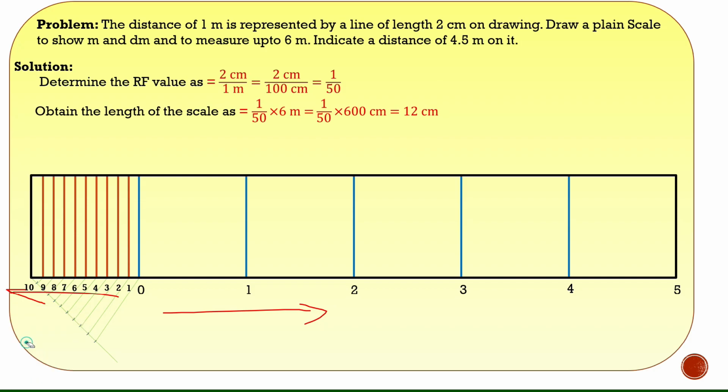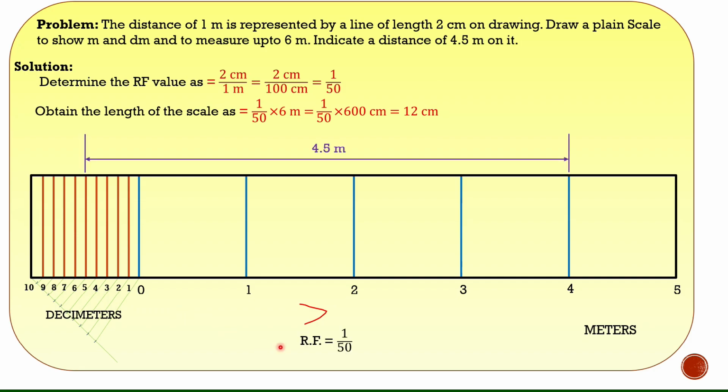Let me take the eraser and erase this thing. Okay, now the decimal scale is over. Give the name meter scale, decimeters. Now we have to measure 4 meters, right? So the RF value, just write over here. 4 meters means here, 1, 2, 3, 4, and 5 units in the decimeters will give 4.5 meters. So this is the plain scale, a very simple one, easy to understand. This is the concept of scales.